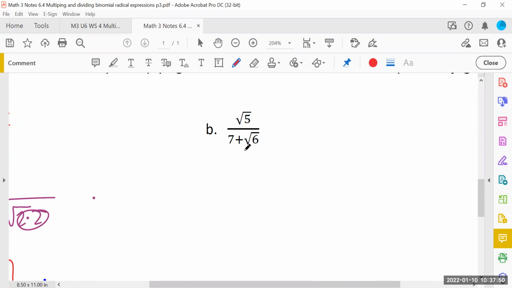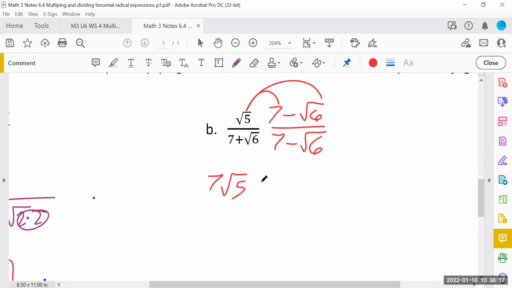The conjugate is the opposite sign. Everything else is the same. So I'm multiplying by 7 minus the square root of 6. I'm going to start quizzing you on that. You should all be able to recognize what the conjugate is for those. Literally the exact same thing on the bottom, but with the opposite sign in the middle. Top, exactly like what we did before. Root 5 times 7, 7 root 5. Root 5 times the square root of 6, negative root 5 times 6. So that's all the same.